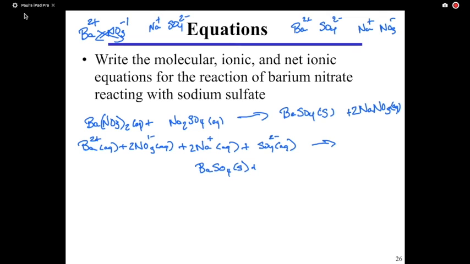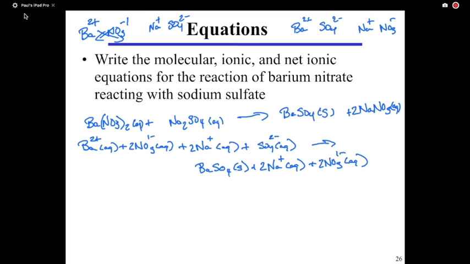So what is the cation? Sodium. What is its charge? +1. How many do I have of them? 2. It is aqueous. Plus, what is the anion? Nitrate. What is its charge? -1. How many do I have of them? Be careful. You have 2 of them because you had 2 sodium nitrates, and you must label it.